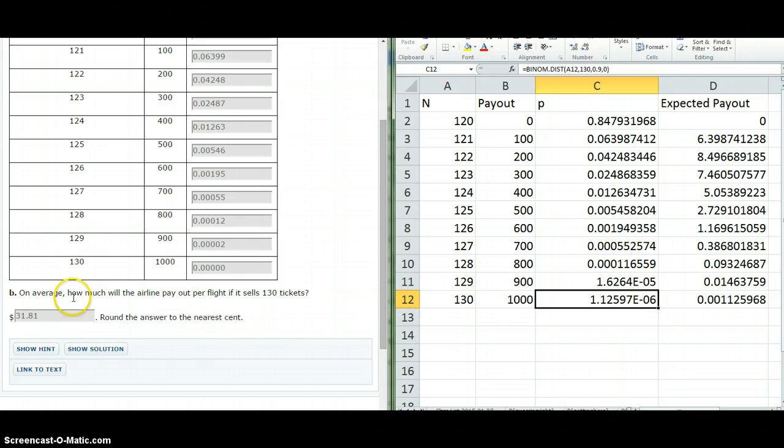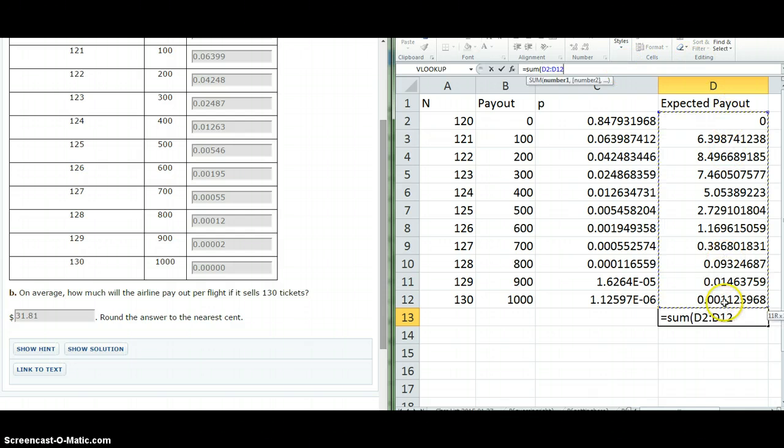Like these others are shown up. On average, how much will the airline pay out per flight if it sells 130 tickets? Okay, so if it sells 130 tickets, well, that's the entire scenario we're working with. We just need this total expected payout here. So let's sum that column. Let's do equals sum. Highlight all these cells. And that gives us $31.80 right there.